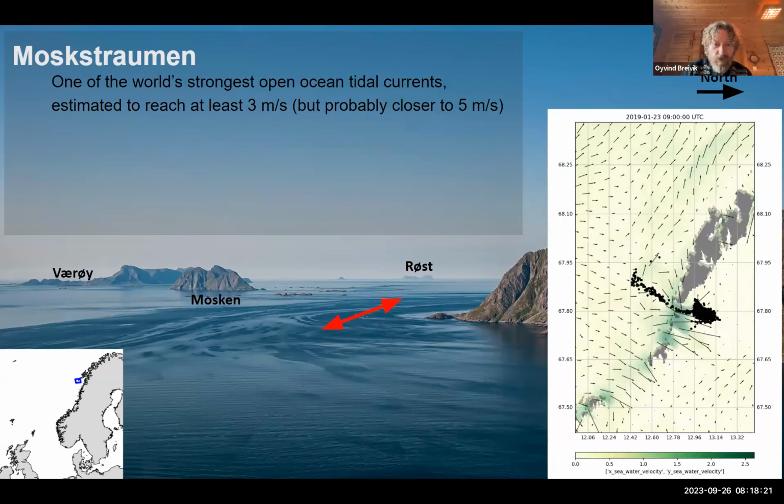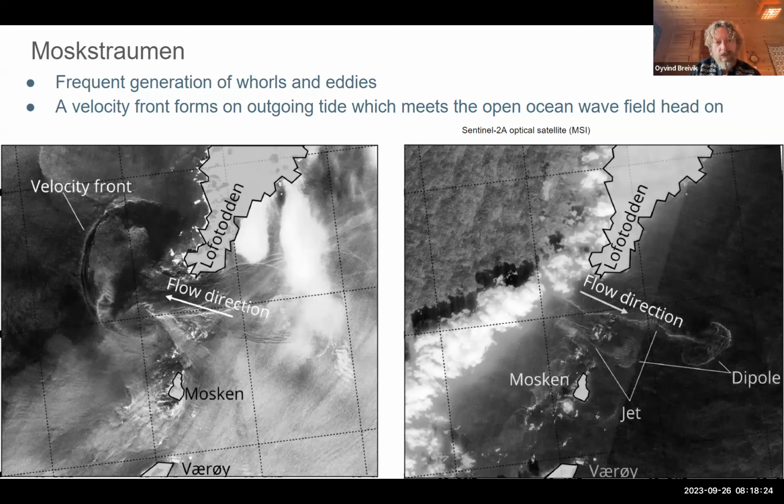So if you skip to the next slide, Antonio. This is an example of two MSI optical images taken at outgoing tide on the left and ingoing tide on the right. If we focus on the left map, we see that there is a clear velocity front as the tidal current is going out, that meets, in some cases, swell, in other cases, and more usually wind sea. And you can imagine that this makes for rather complex sea states with the strong current gradients that you find in the area.